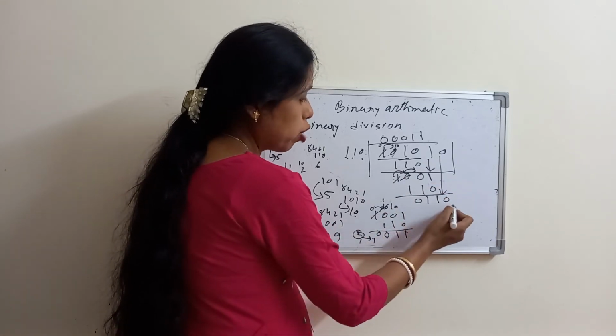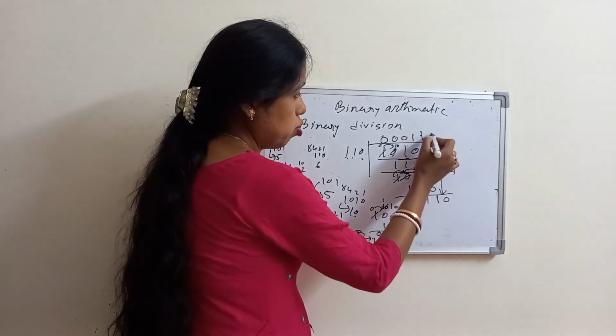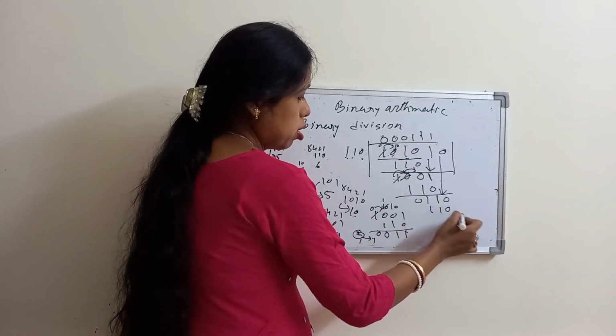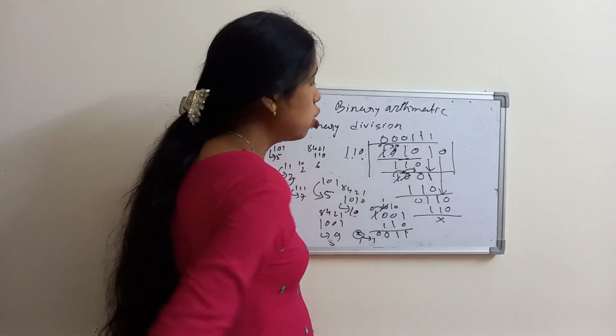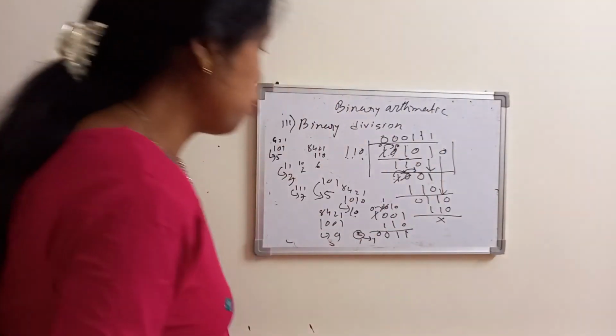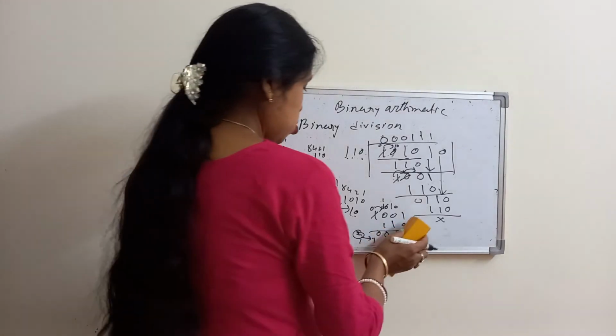Again you can see this 1 1 0 is divisible by 1 1 0. So this is your answer, 0 0 0 1 1. This is the binary subtraction.